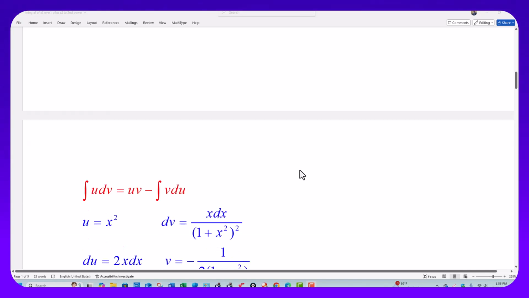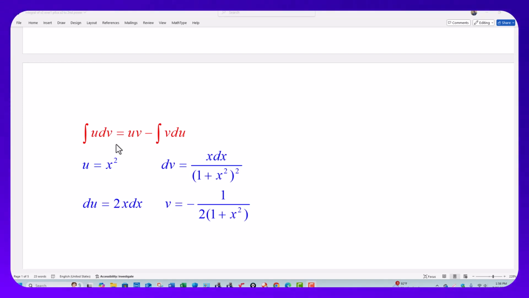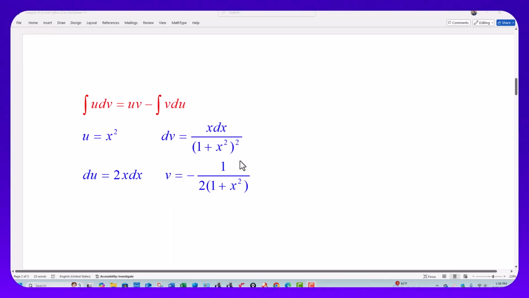Here was my setup using integration by parts. The formula is right there in red: the integral of u dv equals the product of u and v minus the integral of v du. And this was the setup. And again, the link to that video will be in the description.